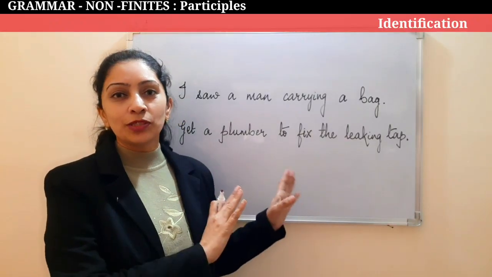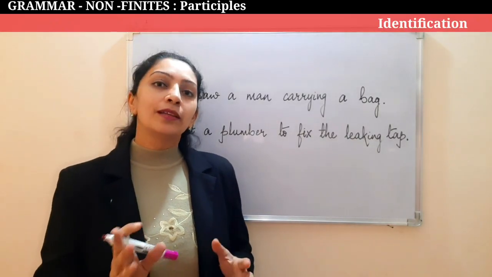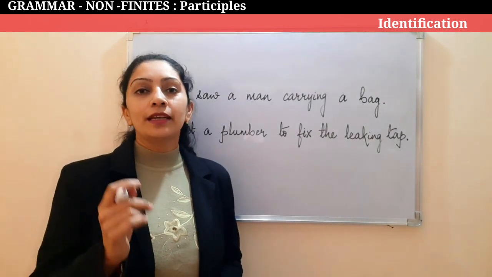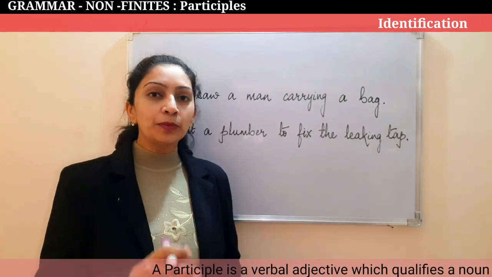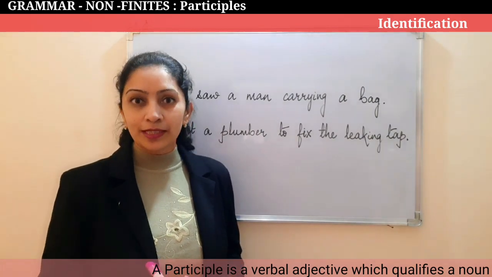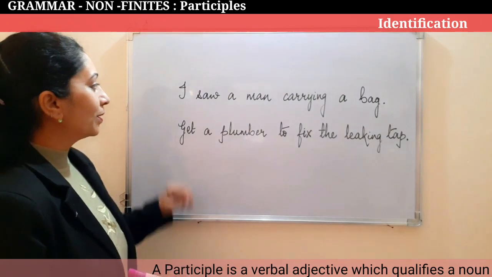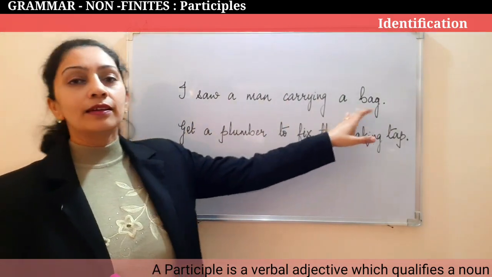Let's start with these two examples on participles. Now, as I just discussed, a participle is an adjective. It works like an adjective, so it should be near a noun. Obviously, let's see whether they are like that or not. I saw a man carrying a bag.